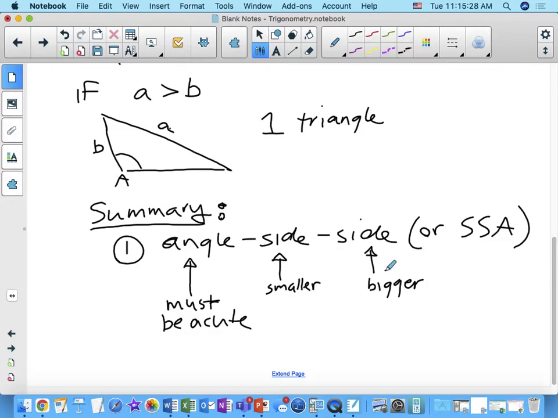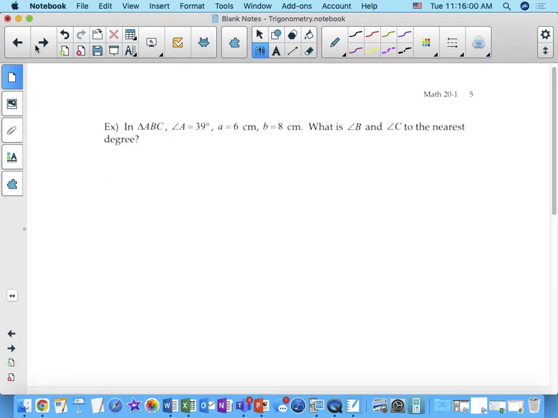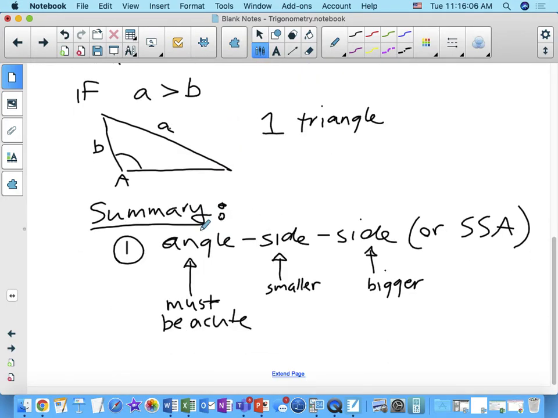Yeah, good question. Okay. Are you guys ready to try one? Here's an example. In triangle ABC, angle A equals 6, B equals 8. What is angle B and angle C to the nearest degree? Oh, I'm sorry. I mixed this up, didn't I? This has to be smaller.